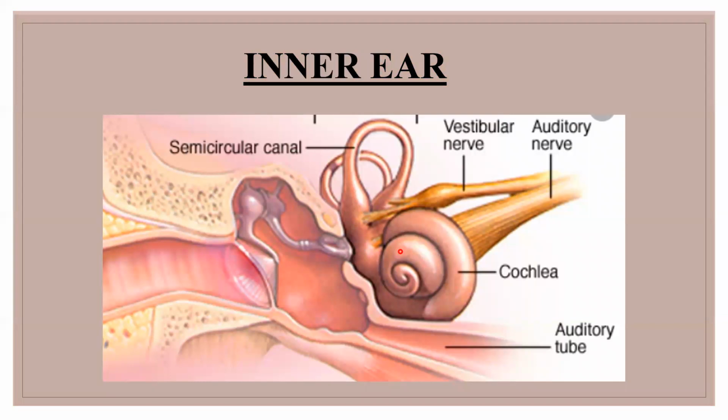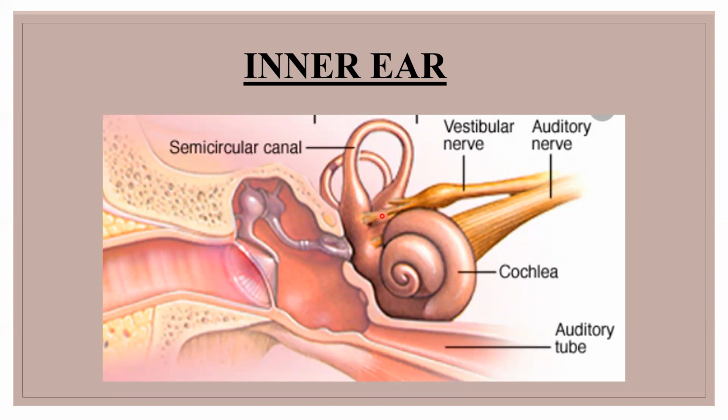Next is the inner ear. The inner ear also consists of three parts: the vestibule and three semicircular canals. The vestibule is present in the middle or center of the inner ear, and the three canals called semicircular canals are posterior to the vestibule.